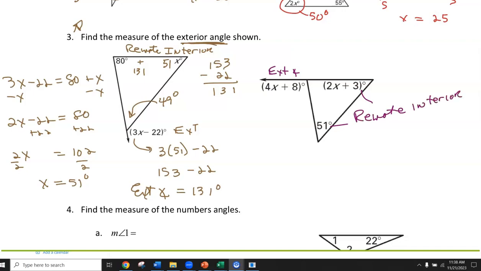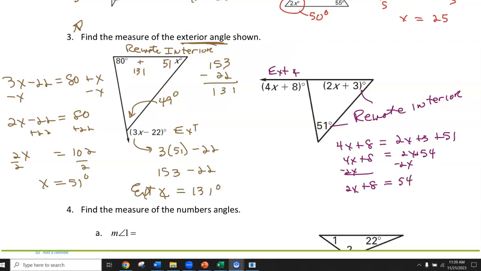Okay, so I know that 4x plus 8 equals 2x plus 3 plus 51. Combine like terms over here. 3 and 51 make 54, and I have 4x plus 8. I'm going to subtract 2x. That gives me 2x plus 8 equals 54.